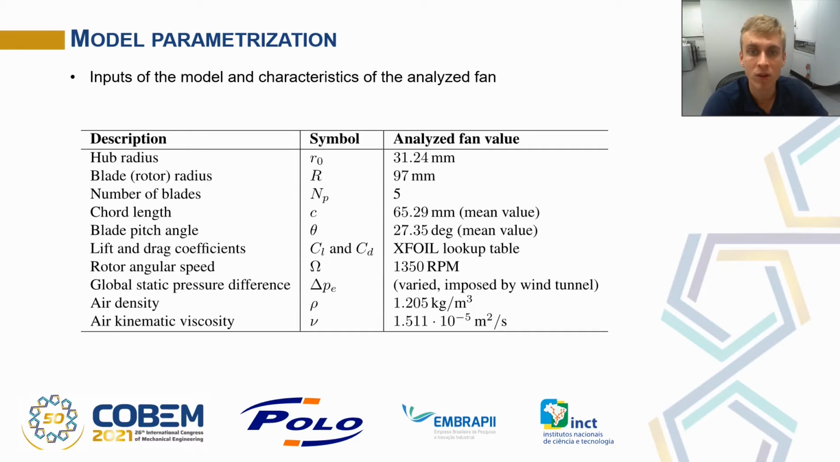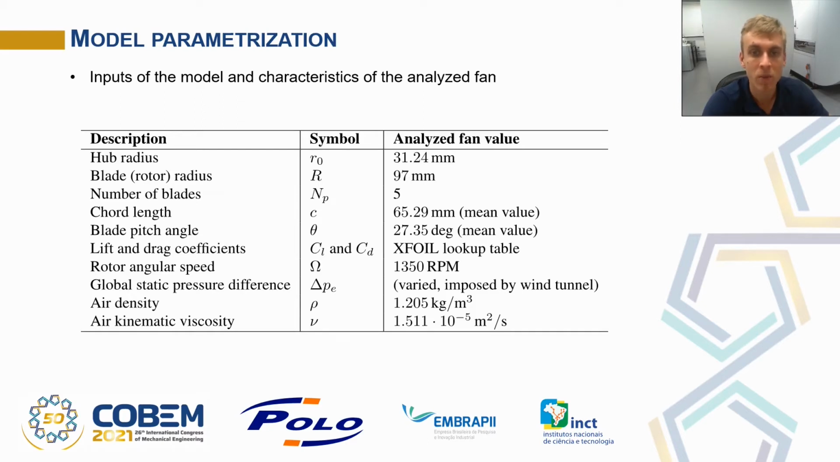The inputs are mostly of geometric nature, being the hub and the blade radius, the number of blades, the chord length, and the pitch angle, both of which can be varied along the radius. The lift and drag coefficients are given by the X-foil lookup table and depend on the blade profile, which can be varied along the radius too.